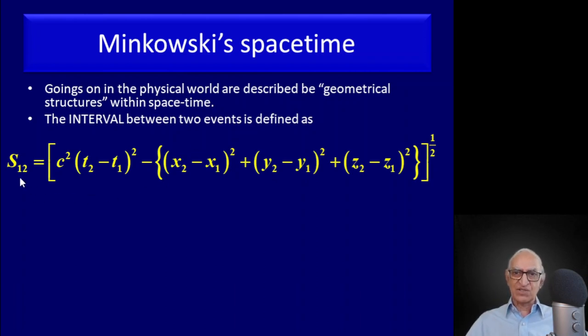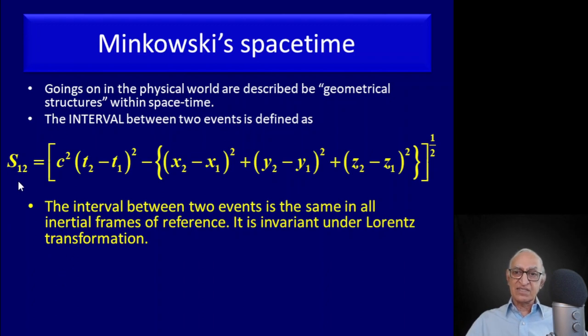Now, Minkowski argued that that interval, S12, where one is event one and two is event two, is given by the square root of [c squared (t2 minus t1) whole squared minus (x2 minus x1) whole squared plus (y2 minus y1) whole squared plus (z2 minus z1) whole squared]. This sounds very familiar, right? What are t1, t2, and so on? t1, x1, y1, and z1 are the coordinates of event 1. And similarly, x2, y2, z2, and t2 are the coordinates of event 2. And this is the time interval between the two.